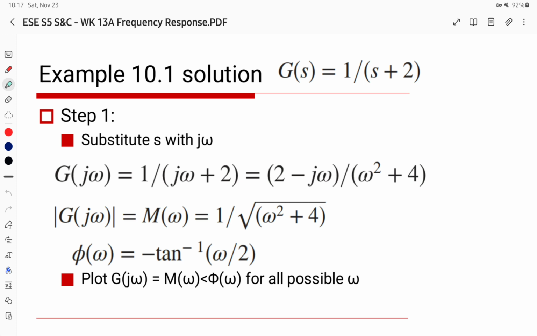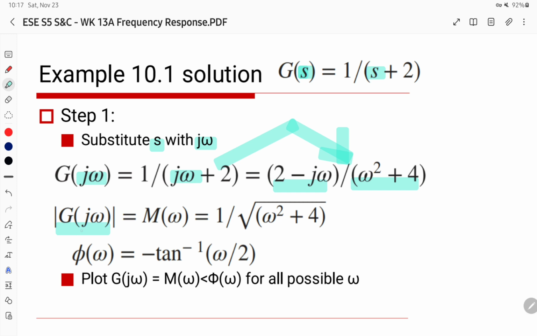Solution for G(s) = 1/(s + 2). First step, you substitute s with j omega. So G(s) now is G(j omega), and you replace wherever you see s with j omega. So it is 1 over, within the bracket, the denominator j omega plus 2. And the magnitude, we'll go from here to here and show it shortly on the side.